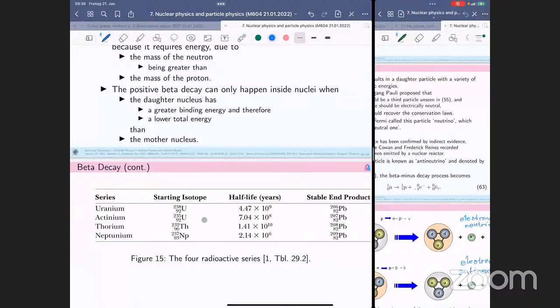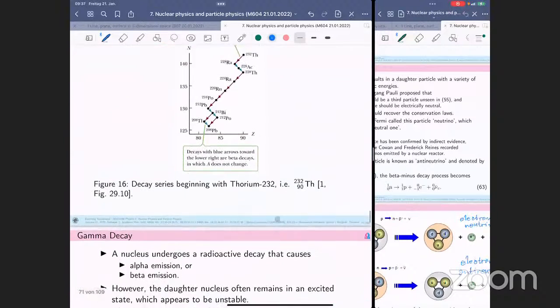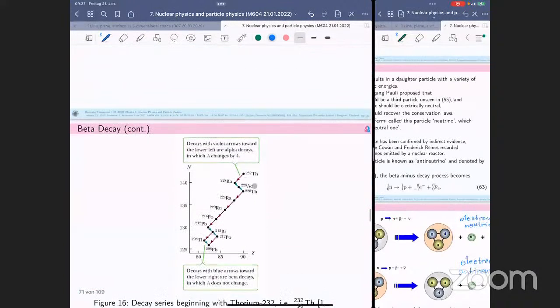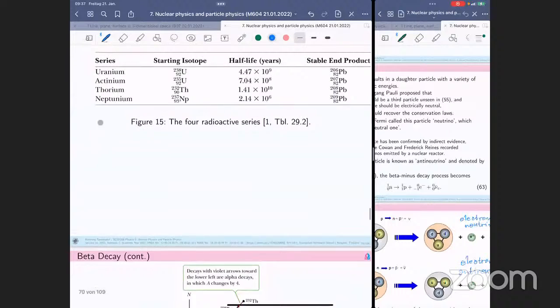Actinium has a shorter half-life, 704 million years, but thorium is even longer than uranium-238. It's brilliant, 10 billion years or something like that. And this one is 2 million years. Neptunium. The most familiar family isotopes for us are uranium-238 and 235. And for one of the families, let's consider Neptunium, right? Or thorium-232.